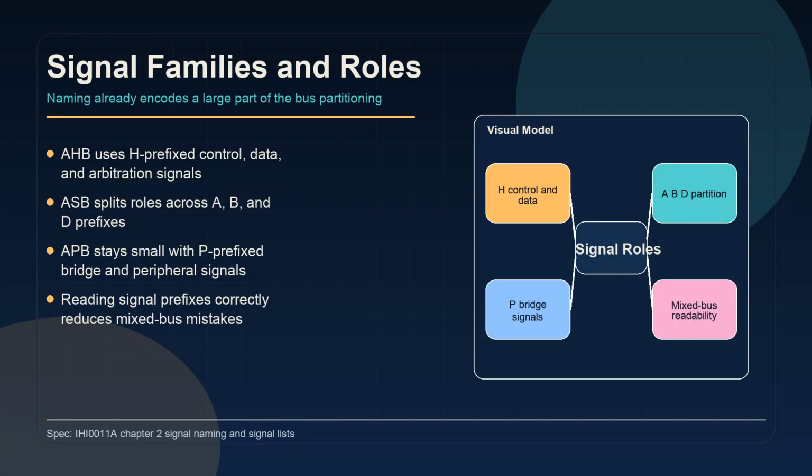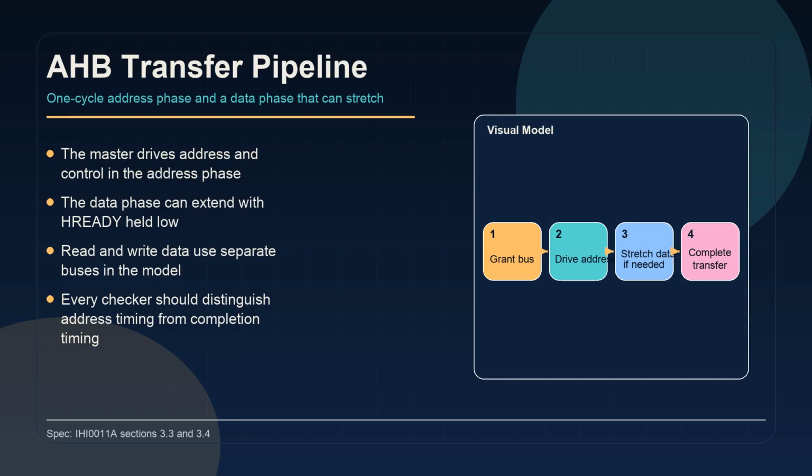The prefixes already tell you a lot about how the buses are partitioned. AHB collects control, data, and arbitration signals under H prefix names. ASB separates some roles with A, B, and D prefixes, while APB stays deliberately small. The core AHB mental model is a one-cycle address phase, followed by a data phase that can stretch with HREADY. Address and control are sampled immediately. Data completion can take longer. That means every monitor and slave implementation must separate address legality from data completion timing.